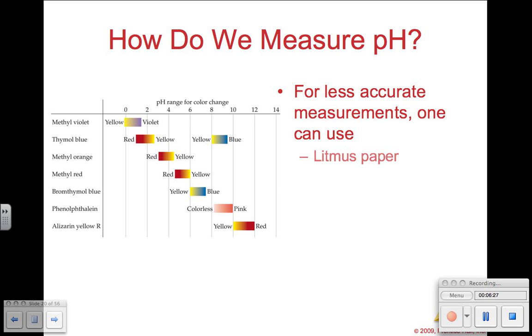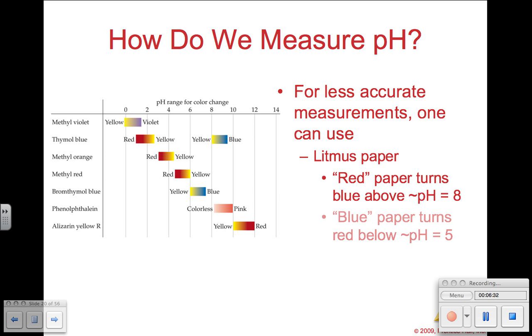Now, what are the ways that we measure pH? And we did this in the lab on Tuesday. We typically use different indicators to determine the pH, and different indicators have different colors and transitions depending on the substance you're working with. In the past you've probably worked with litmus paper, where red litmus paper turns blue when the pH is 8 or higher, and blue litmus paper turns red when the pH is about 5 or lower.